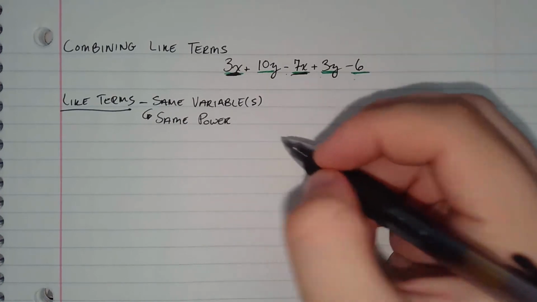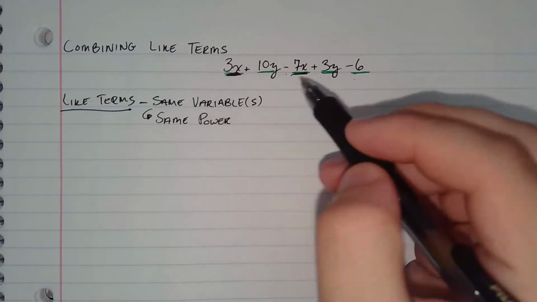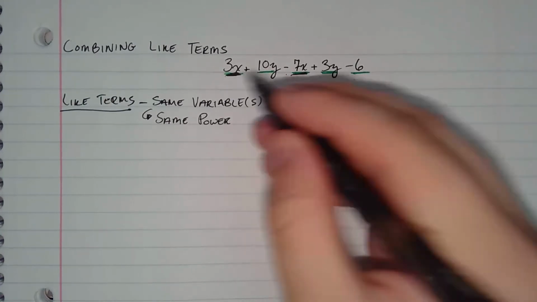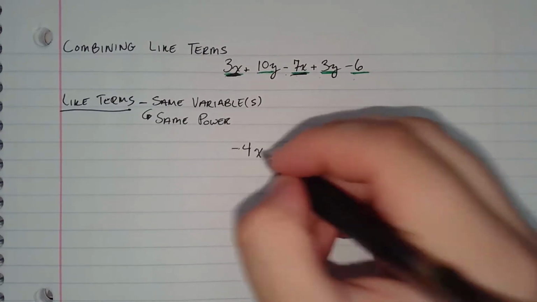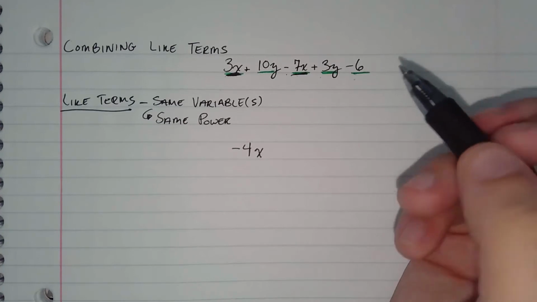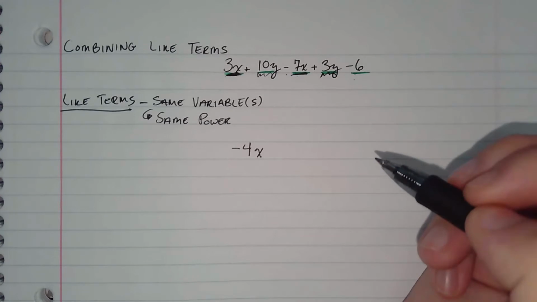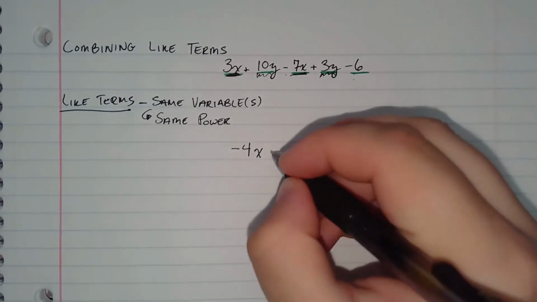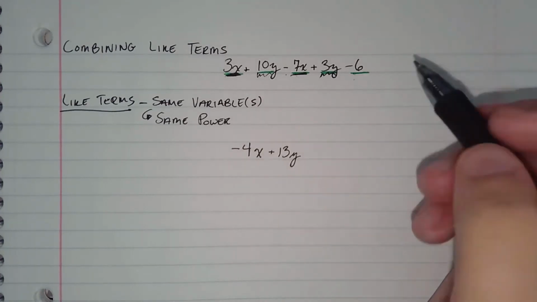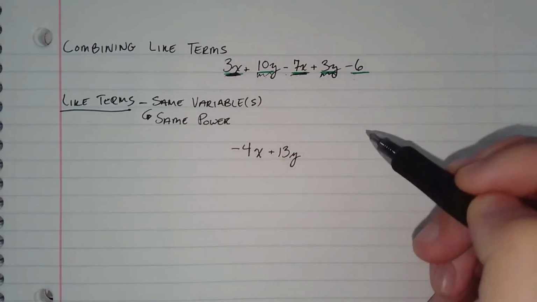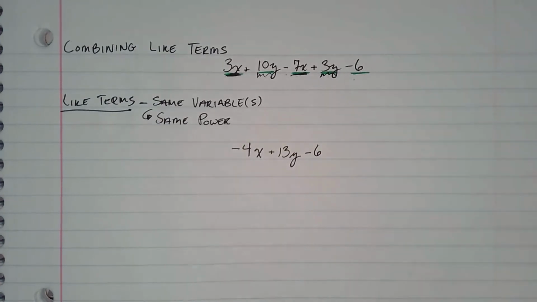But we have a 3x minus 7x, so what we can do is add our coefficients. The coefficient is the number in front of that variable. So 3 minus 7, that would be negative 4. And then you keep your variable, so it's negative 4x. So we're done with all of our x's. Now I have a 10y plus a 3y. So again, add my coefficients. 10 plus 3 is 13. Keep your variable of y. So done with that one, done with that one, done with that one, and now we just have a minus 6. So what we have to do is bring it down, and then we're done.